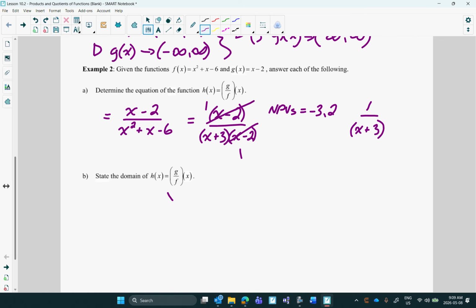The domain of this would be, this is how you would write it. What this means is everything except for those two. Okay, we can't do negative infinity to positive infinity even though we want to, because we saw there were a couple of values when we divided that would make it undefined.